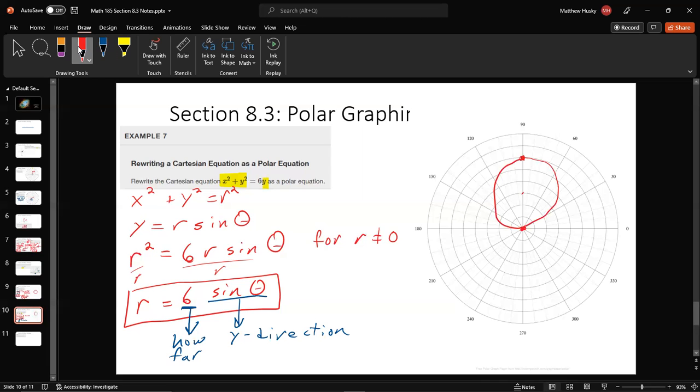It's a little lopsided, but you end up with a circle going from 0 to 6, and you can tell that it's oriented going up because it's going in the y direction. And you're going up because the value of 6 is positive. If it were negative, that would mean you would go down. But that is what the graph of that would end up looking like.